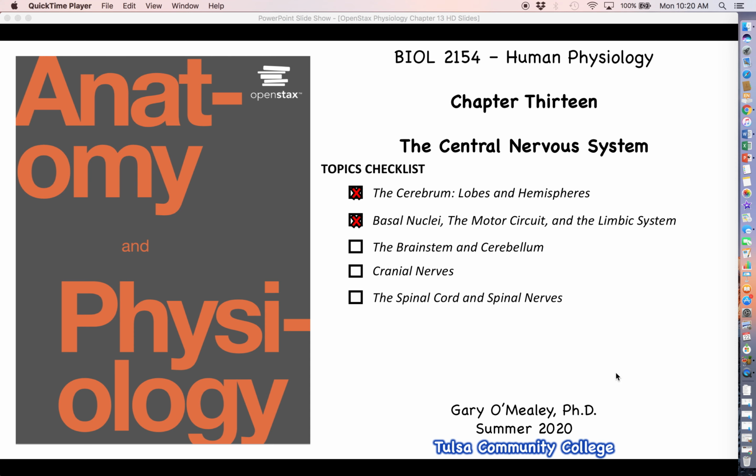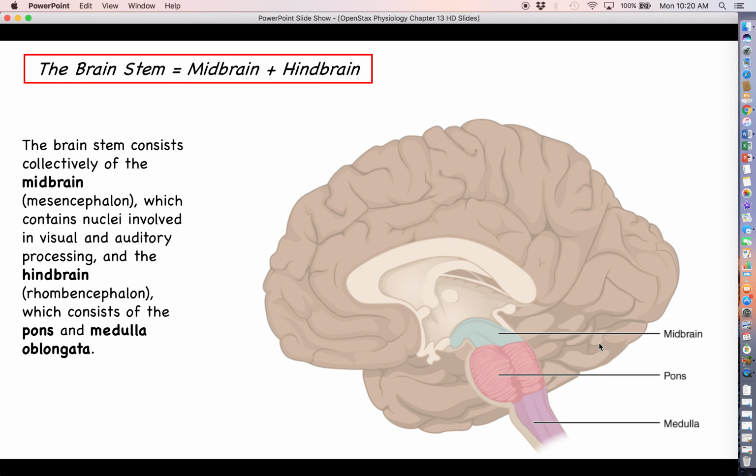So next we are going to continue our look into the brain, and we are going to start talking about the brainstem and the cerebellum. So let's go ahead and get into it.